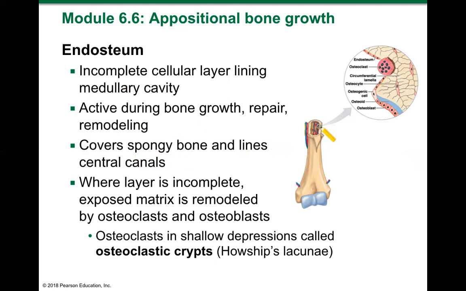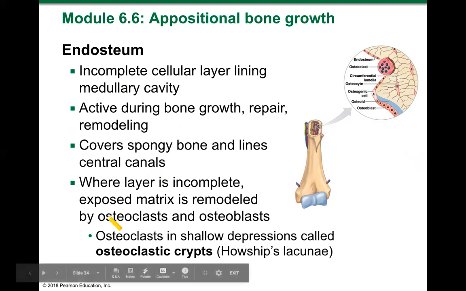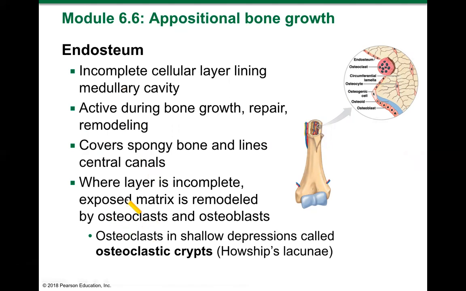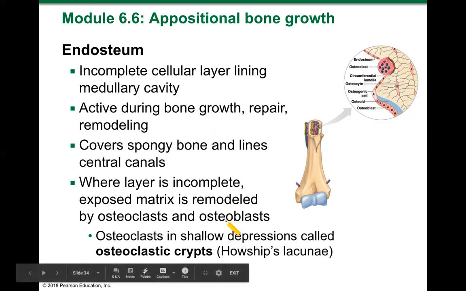You will see that there's a spongy bone on the inside of that medullary cavity as well, and the endosteum is covering that spongy bone. And here are the type of cells: osteoclasts, and osteoclasts are breaking down the bone. And then you also have osteoblasts that are building it up.